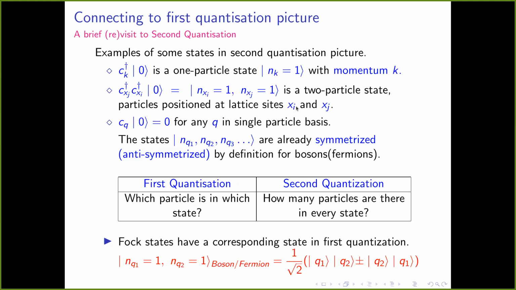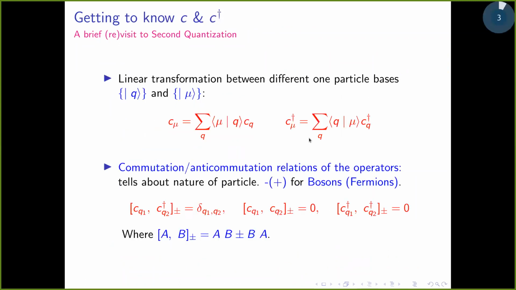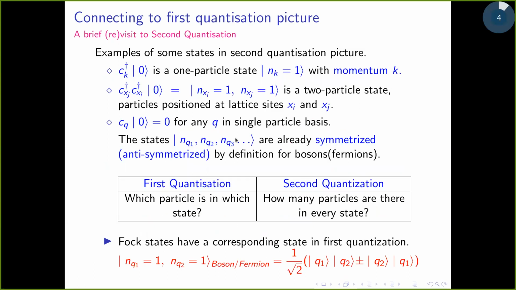One interesting thing about this second quantization language is that if I specify states like this, n_q1, n_q2, the number of particles in each state, they are already symmetrized or anti-symmetrized because they are constructed by these creation and annihilation operators, which follow this commutation relation algebra. So the states that we have specified are already symmetrized or anti-symmetrized.